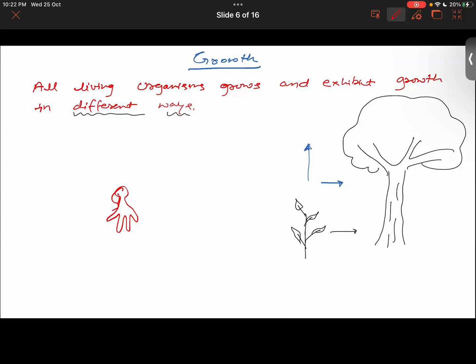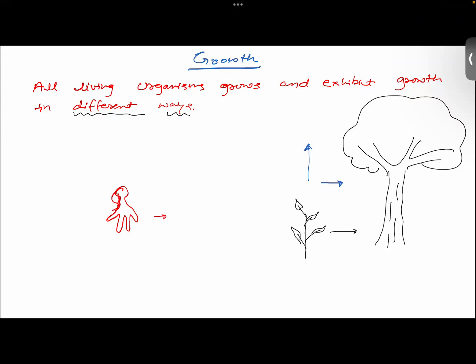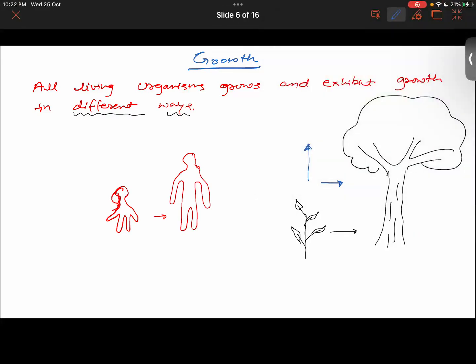Suppose this is a human baby actually. Looks like an alien anyways. So suppose the human baby grows to a full adult size. Here also we get to see that growth has occurred. The height of the baby has increased. The shape and size has changed over here.